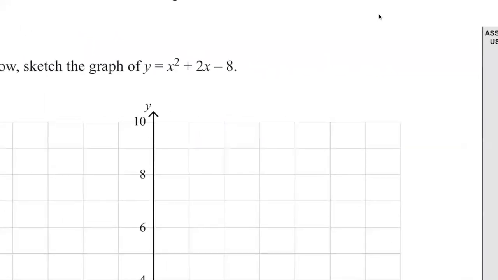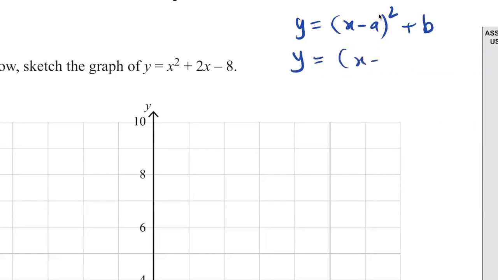Now when we're sketching graphs, it's nice to have the equations in either this format, which shifts the vertex about and will move the whole parabola a to the left and right and b up and down. In other words, here's your horizontal translation, here's your vertical translation. Or we can use this format, where we find the x-intercepts and then continue to work from there.